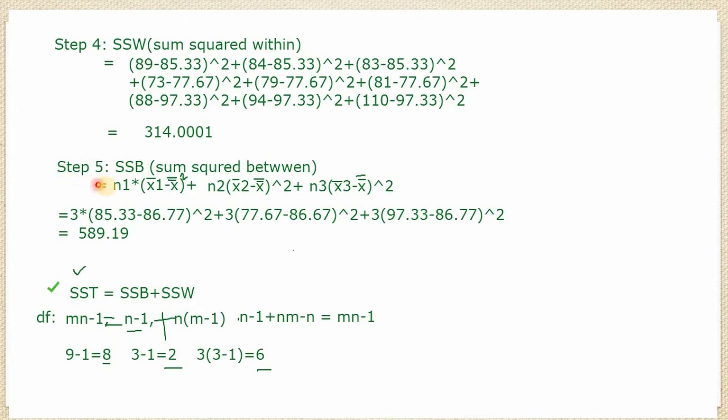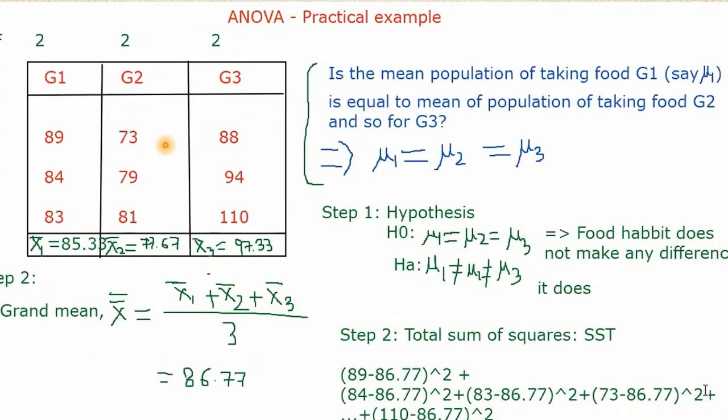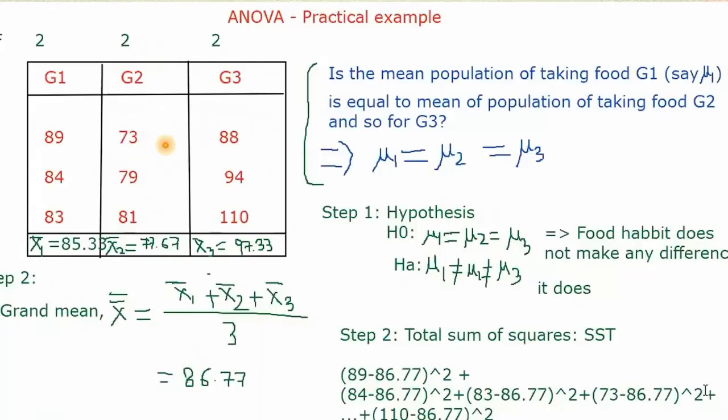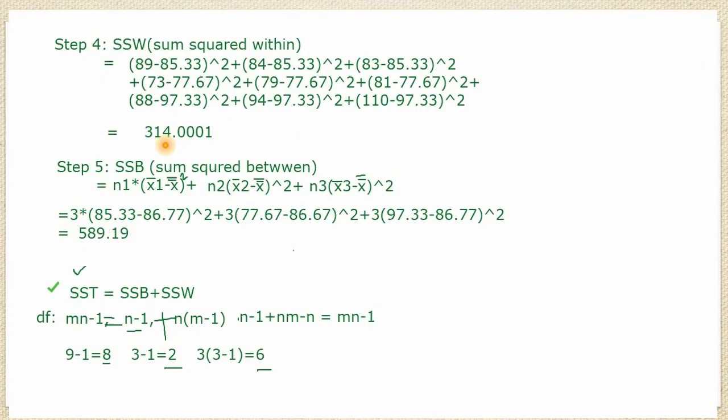Now in step 5 I need to find out the sum squared between. Now sum squared between is the sample size, which here is 3, into x1 bar minus x double bar's whole square. That is the difference between your sample mean and the grand mean, whole square. Similarly for n2 and n3, all of them will be 3. That is the sample size, and then you calculate all these things, it will be 589.19. This is the sum squared between.